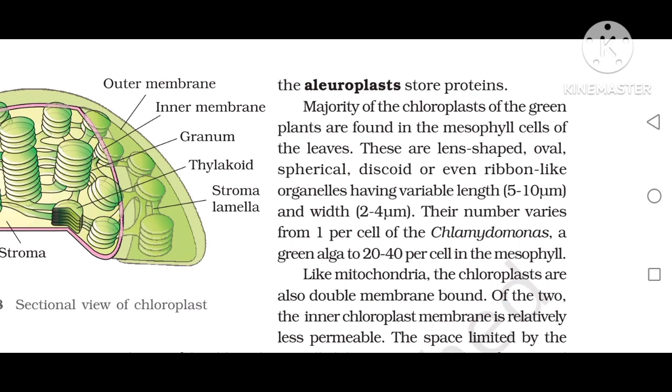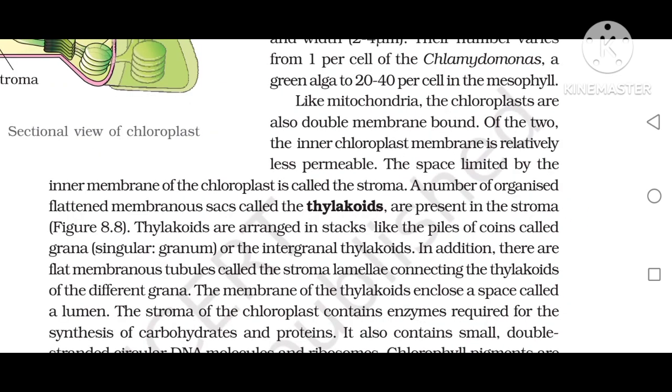The majority of the chloroplasts of the green plants are found in the mesophyll cells of the leaves. These are lens-shaped, oval, spherical, discoid, or even ribbon-like organelles having variable length 5 to 10 micrometer and width 2 to 4 micrometer. Their number varies from 1 per cell of Chlamydomonas, a green alga, to 20 to 40 per cell in the mesophyll. Like mitochondria, the chloroplasts are also double membrane bound.